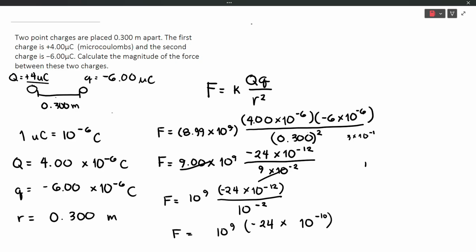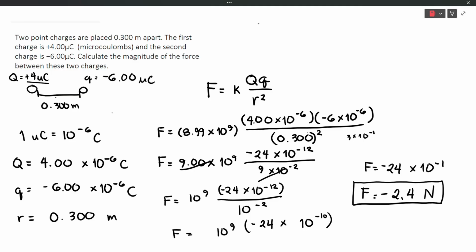So F is equal to negative 24 times 10 raised to negative 1, and that is F equals negative 2.4 newtons. So the force between the charges, since these are positive and negative charges, is an attractive force. Therefore, the force is negative, and the magnitude of that is 2.4 newtons. And that is our first example.